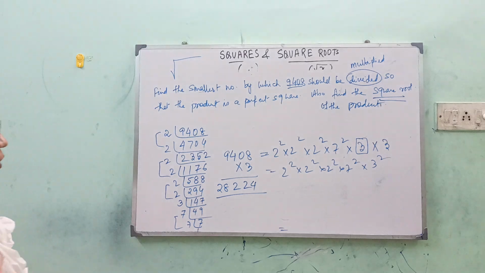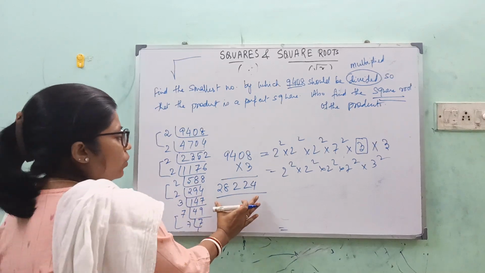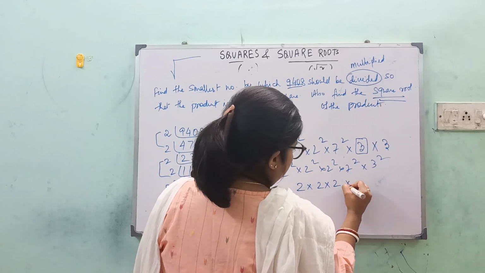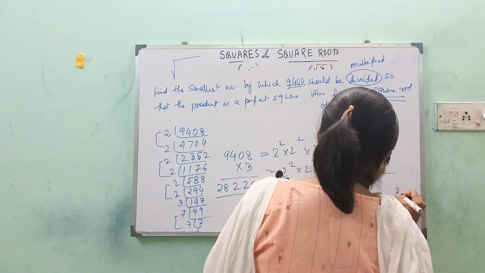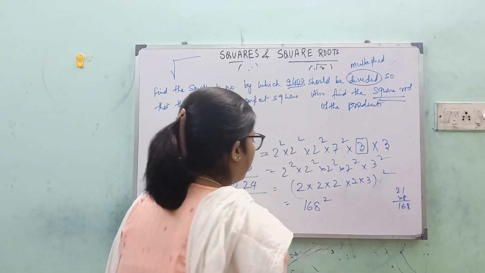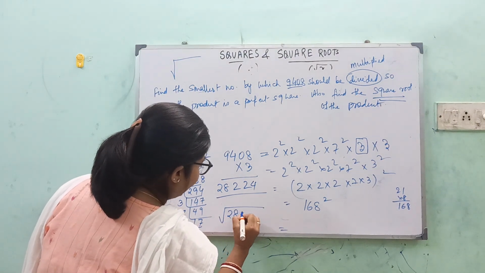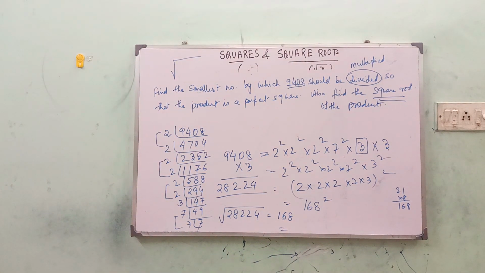2, 8, 2 to 4. Just a calculation, 1 second. 2, 4, 12, 20. Yes, the new product is this, and it is actually 2, 2, 2 whole square, that is equal to 168 square. So that means square root of 28224 is equal to 168, because once you do 168 square, you will get 28224. So square root of 28224 will be 168.